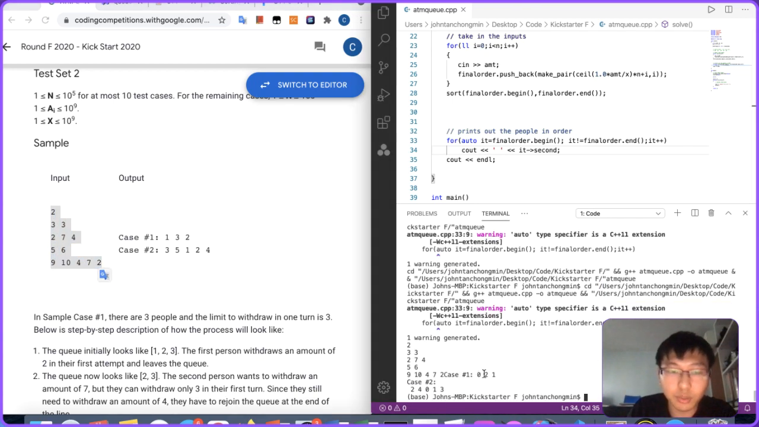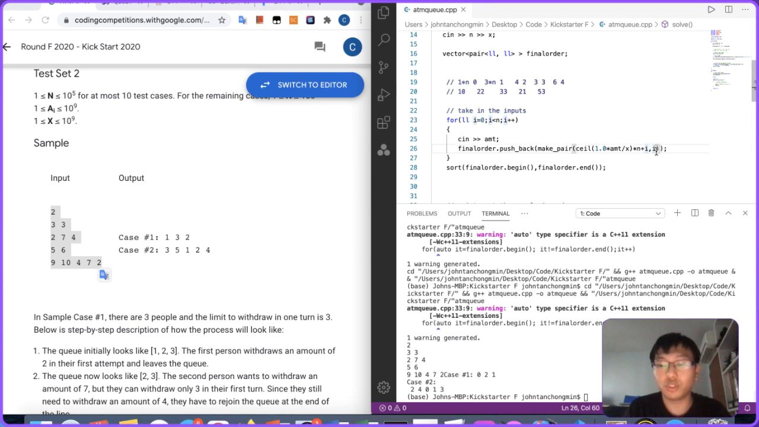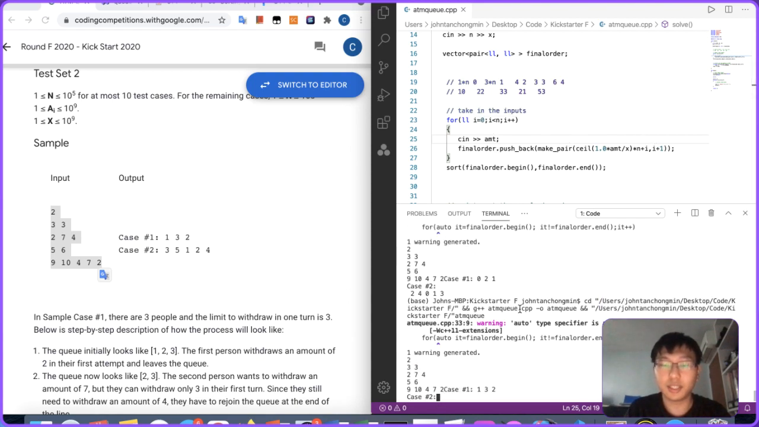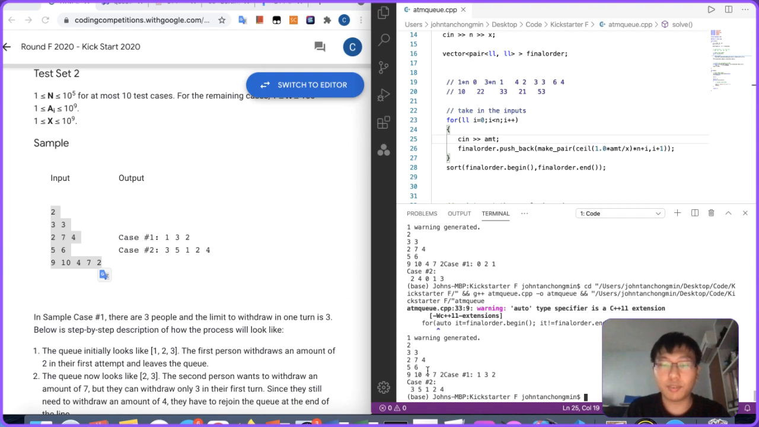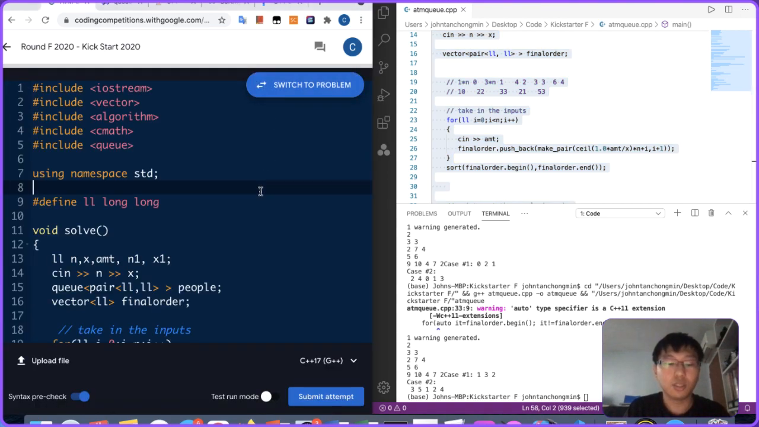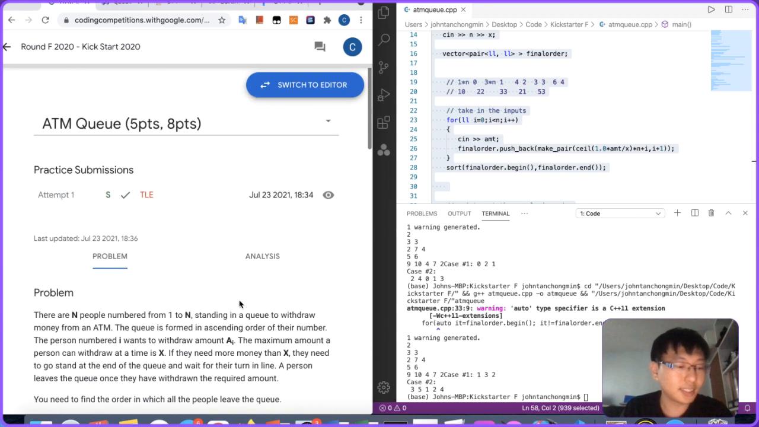Now it prints out 2, 4, 0, 1, 3, which is actually correct. So this approach kind of works. I just need to change this to i plus 1, and this should work already, because the index starts with 1. Over here i is 0. That's why it prints 1, 3, 2, 3, 5, 1, 2, 4. Looks good. I try submitting this code again to the judge, and hopefully this attempt will pass.